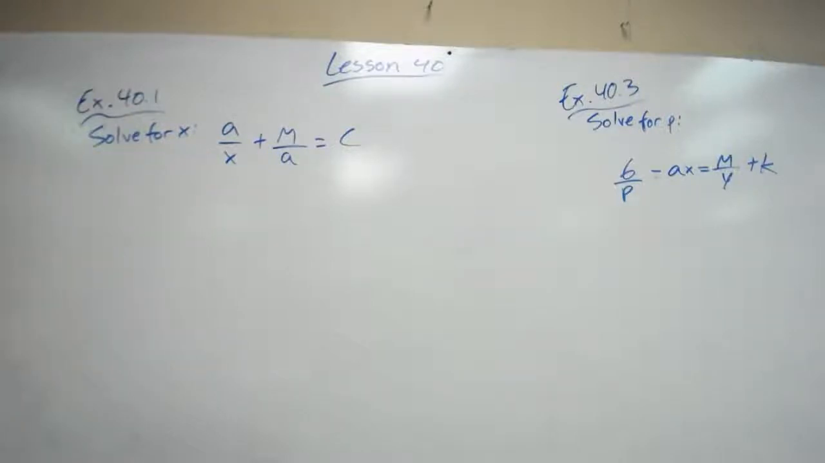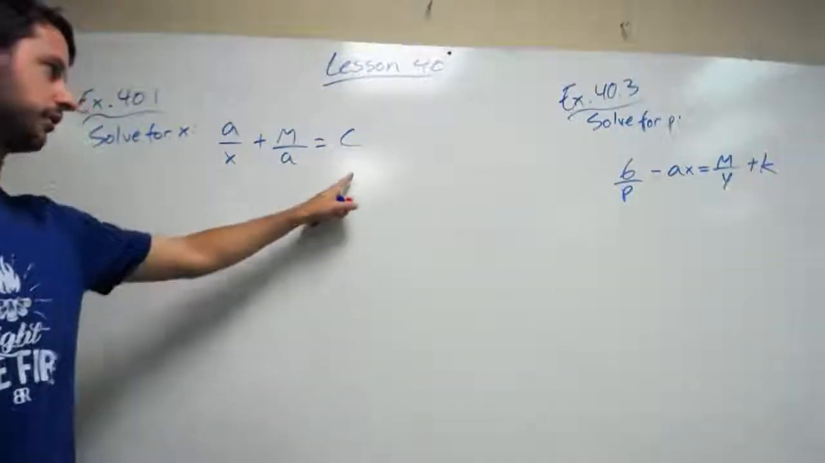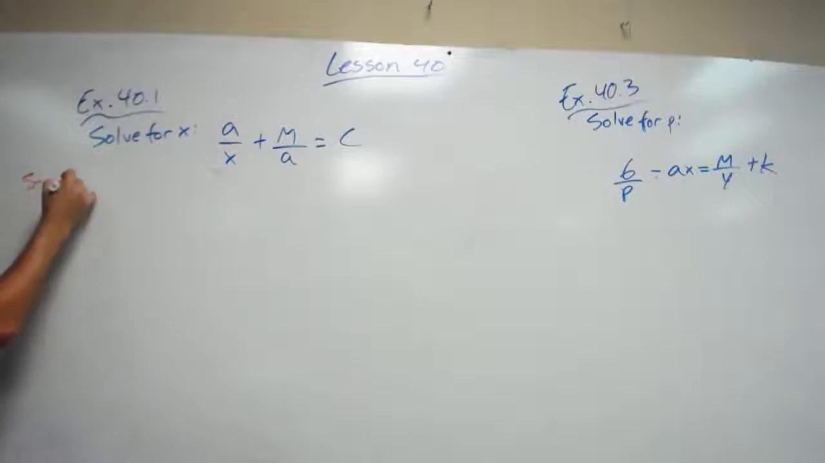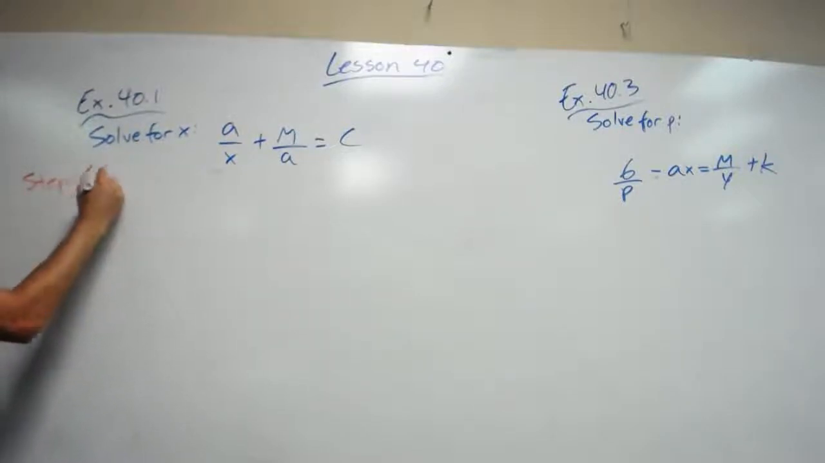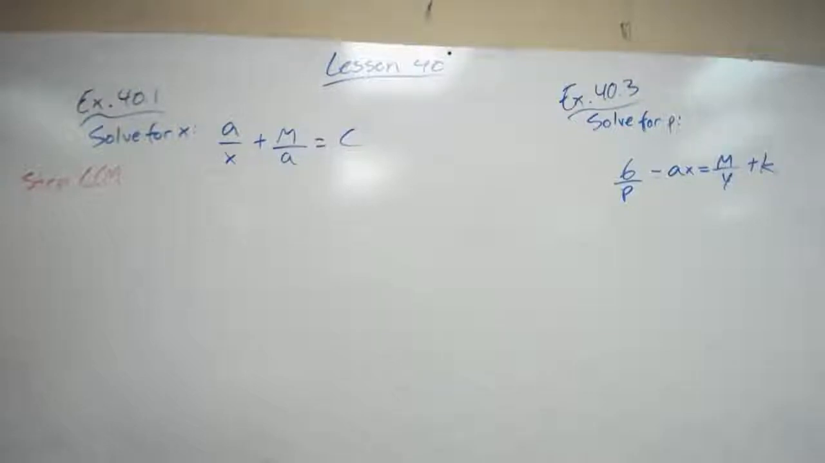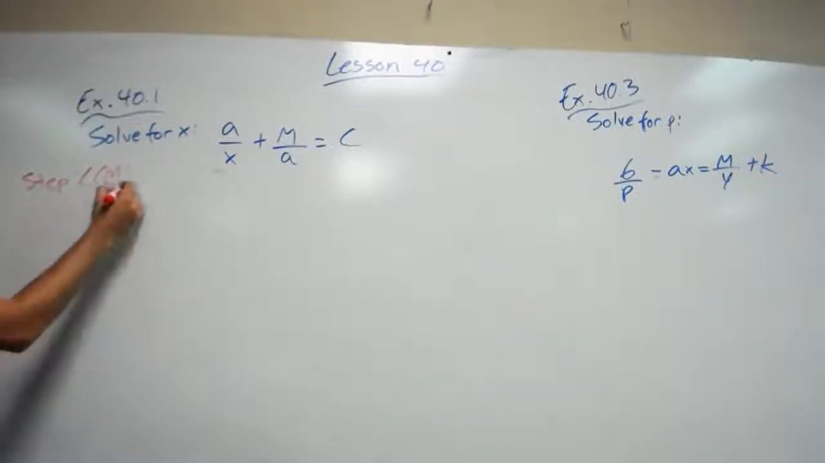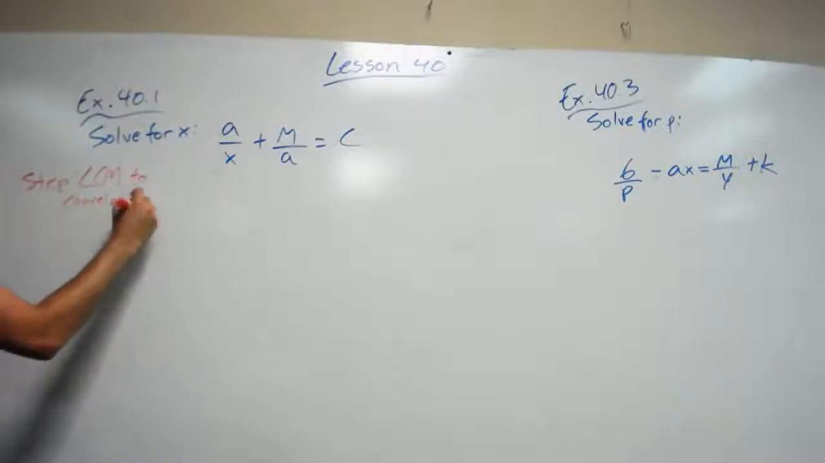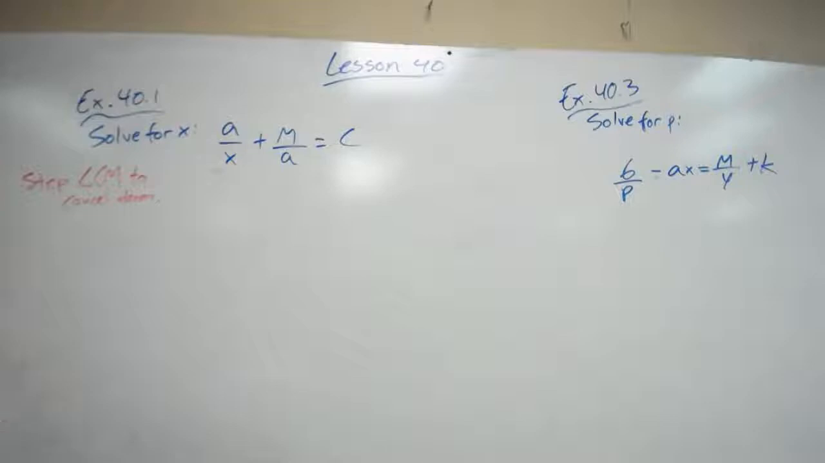Okay, well x is on the bottom. So how do we get x by itself? Right now, it's solved for c. Okay, so we got to switch this thing around. So what we need to do first, step one, is to find the least common multiple to cancel denominators.